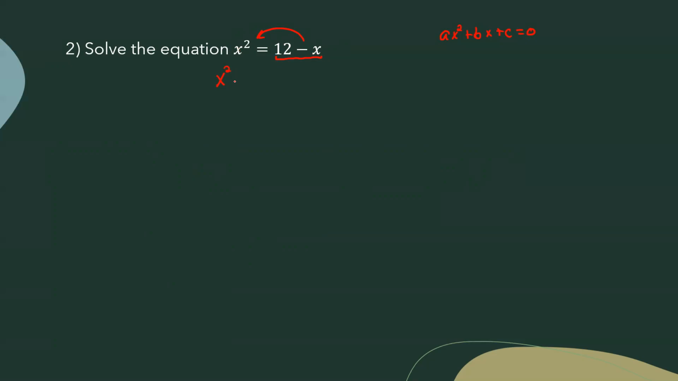Please don't get that confused. So let's move those over. Plus x minus 12 equals 0. Okay, so now remember we have a leading coefficient of 1. So we're going to make our t-chart. So let's go over here, make our t-chart.